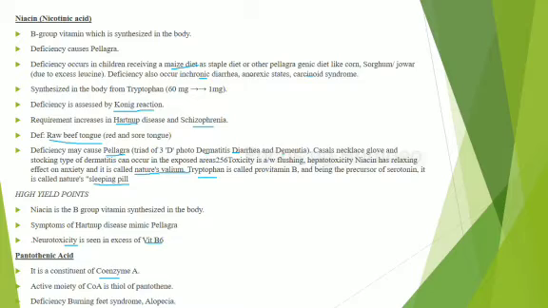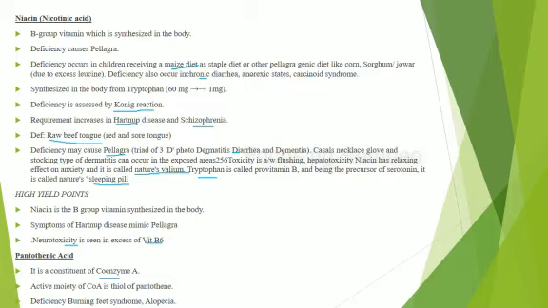Next vitamin is niacin, nicotinic acid, vitamin B3. The daily requirement for niacin is 16 milligrams, and this B group vitamin is synthesized in the body. Its deficiency causes pellagra, the 3 Ds: diarrhea, dementia and dermatitis. Deficiency occurs in children receiving a maize diet as a staple food, and others like corn and jowar in excess.